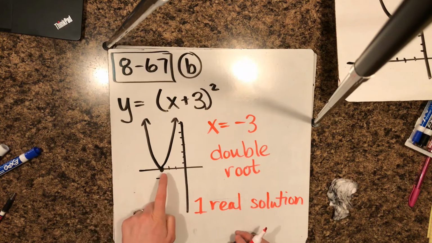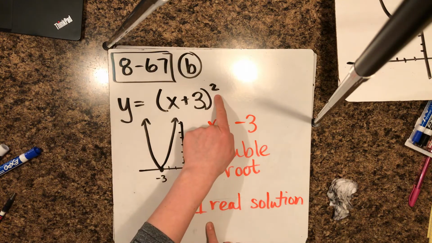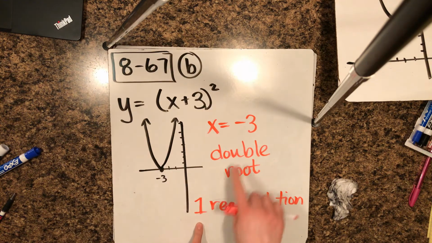You can see it hits the x-axis just once, but it bounces. That counts as a double root. Okay, so exponent, double root.